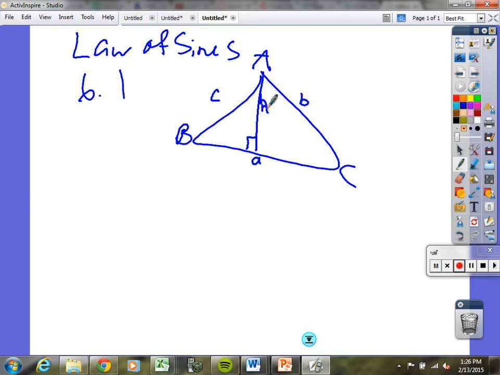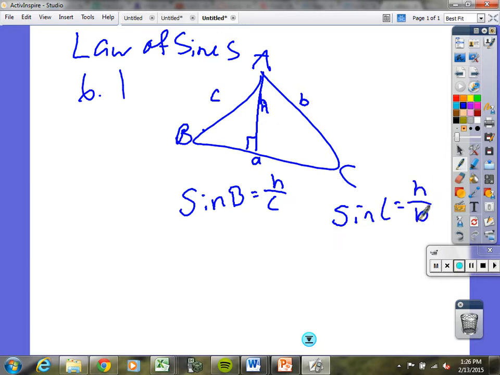Okay, so if I stand here and I use H and C, I'd go sine of B is equal to H over C. Does everybody see that? Yes, no? If I stand here, sine of C, I had to think about it for a minute, and I'm like, you're an idiot.